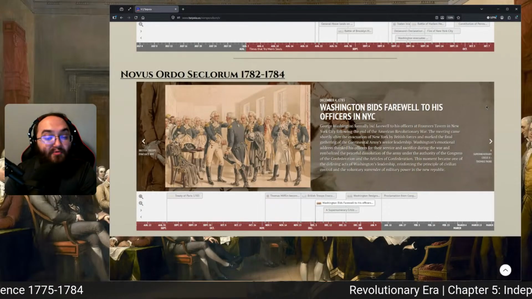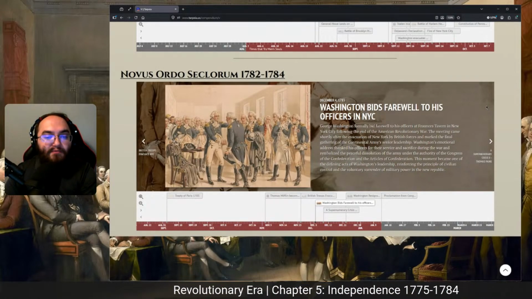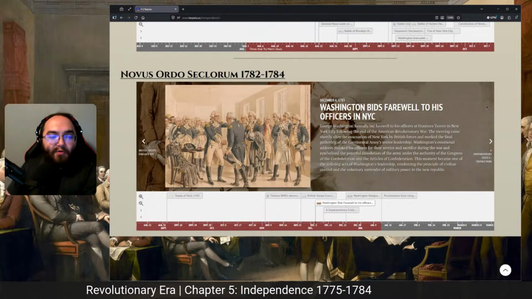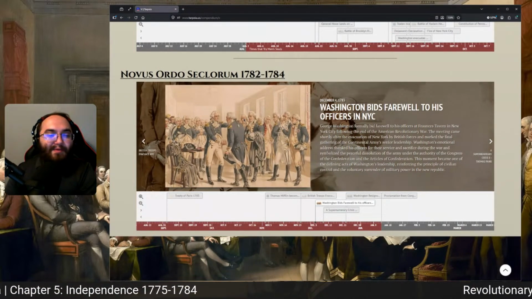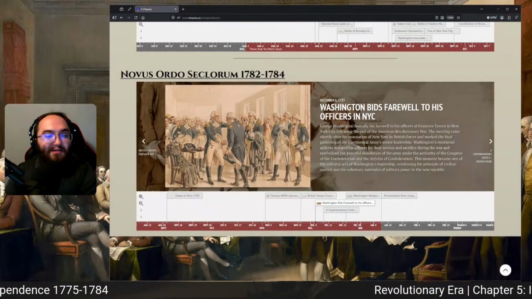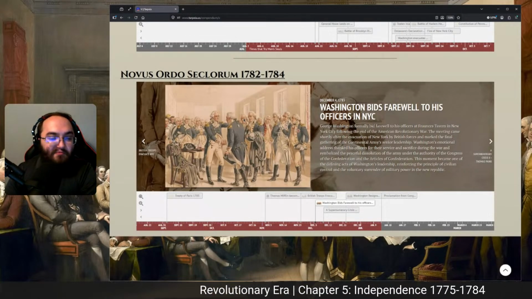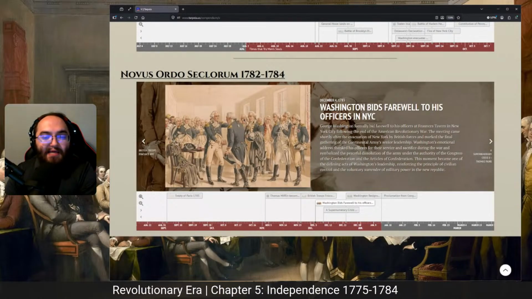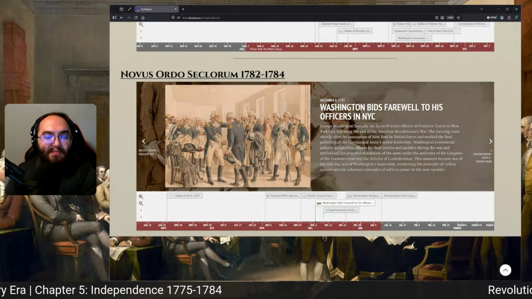And in December of 1783, Washington will bid farewell to his officers in New York City, and the building that they're in is Fraunces Tavern, and I've been there many times. It's a really nice restaurant in the financial district of Manhattan, and it's really good food, and it's an amazing piece of history.